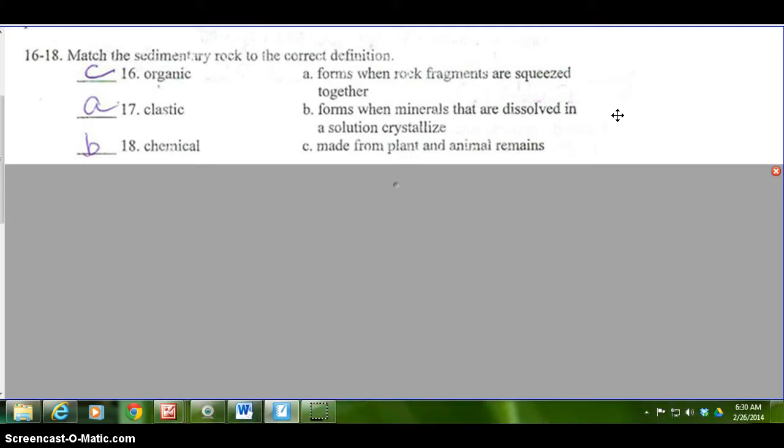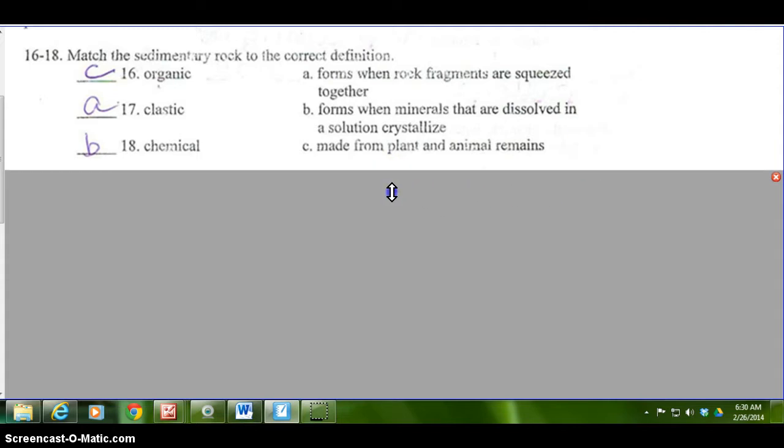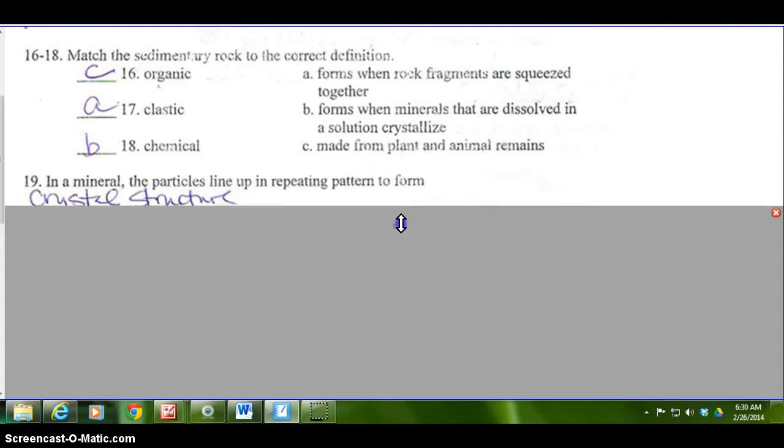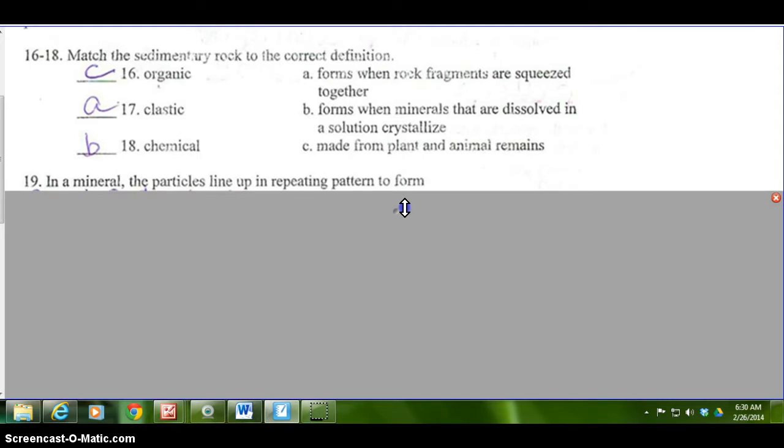18 is chemical. It forms when those minerals that are dissolved in a solution from groundwater crystallize. Those minerals line up, and when that groundwater comes in contact with them, they crystallize, and cementation occurs and forms the sedimentary rock. Number 19, in a mineral, the particles line up in a repeating pattern.